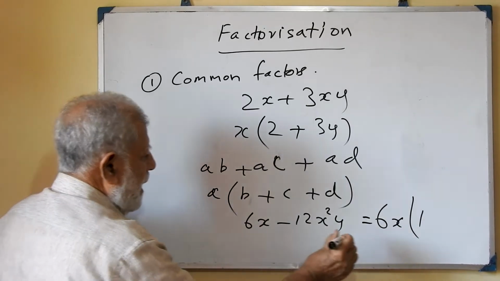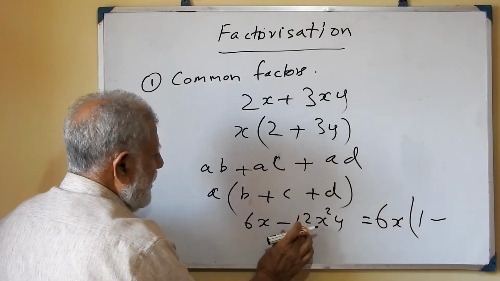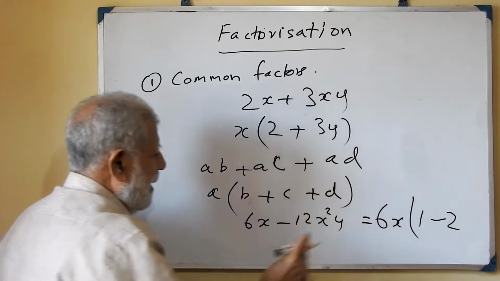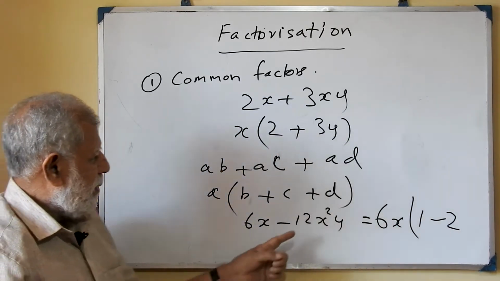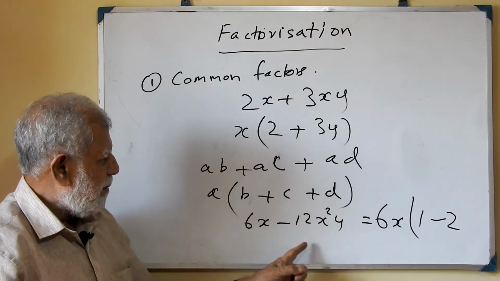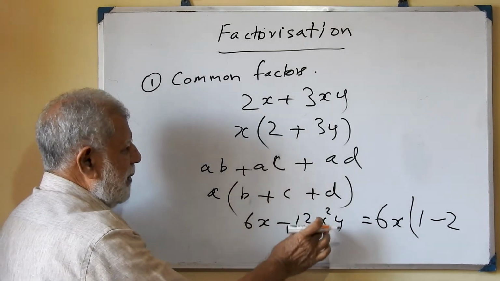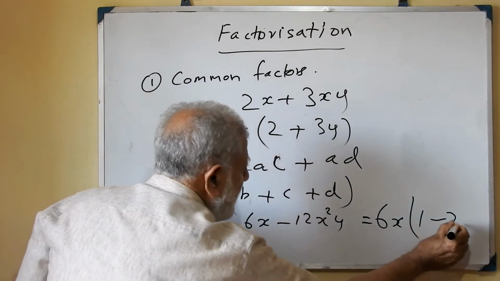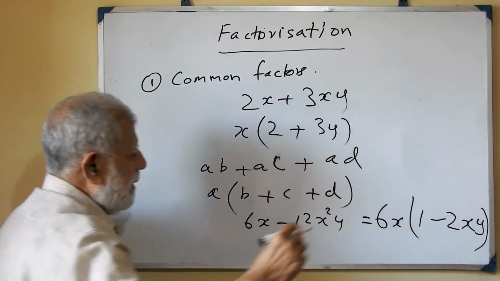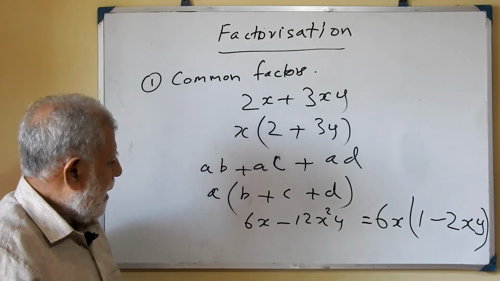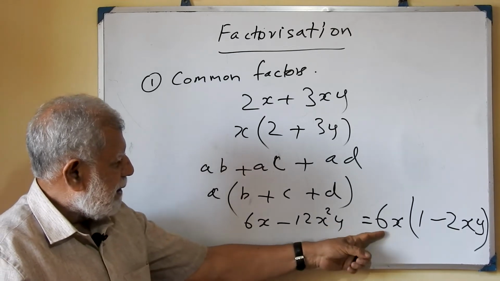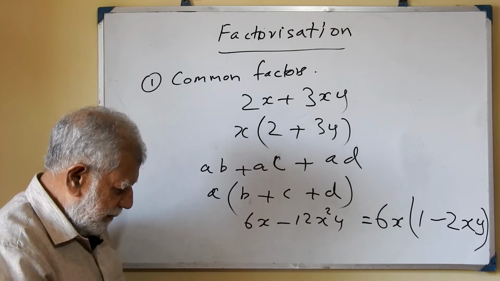And what is remaining here is minus, out of the 12 you have taken away 6, so 2 is remaining. Out of the 12, 2 into 6, you have taken out 6, 2 is remaining. So out of x squared, you have taken out 1x, so another x is remaining and a y remaining. So this is the answer for that. 6x squared y minus 12x squared y is equal to 6x bracket 1 minus 2xy.